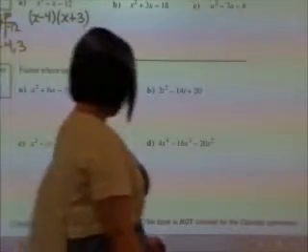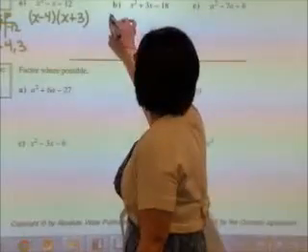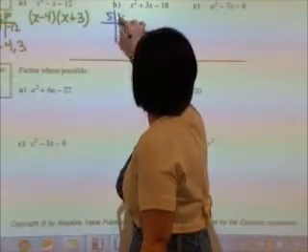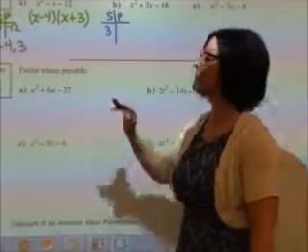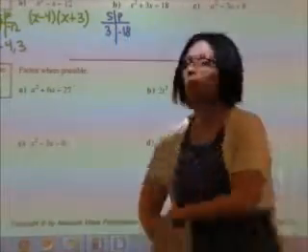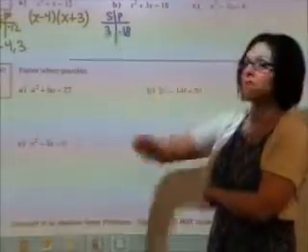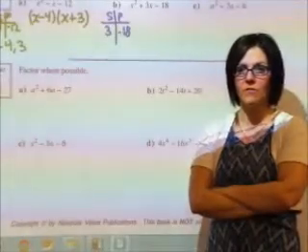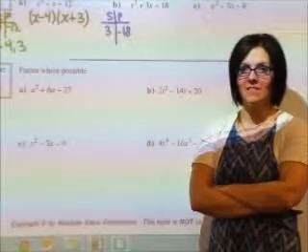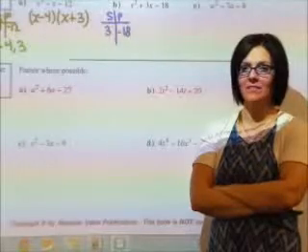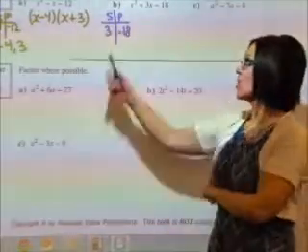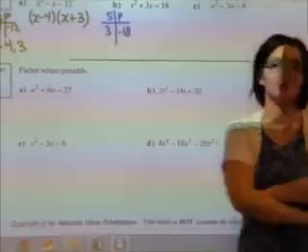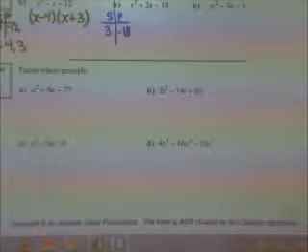Okay, look at B. What's my sum? What's my product? So what do I know about my two numbers, besides that one has to be positive and one has to be negative? If I want to get a positive 3, what did you say last time, Tyrone? We said the bigger number this time would have to be positive. So two numbers that multiply to negative 18 and add to 3.